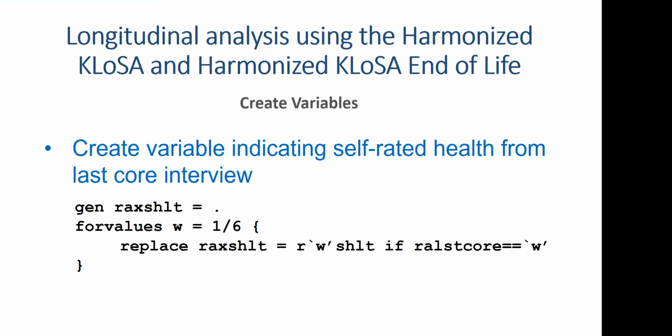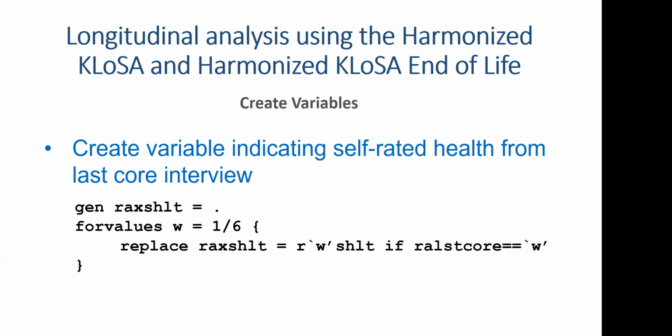So we're going to create a variable indicating self-rated health from the last core interview to see if that has any impact on being in the ICU. To do that, we're first going to generate a new variable called RAX SHLT and set it equal to blank missing. Since the respondent's last core interview could have taken place in any wave from wave 1 to wave 6, we're going to employ a for values loop from wave 1 to wave 6 and replace our new variable RAX SHLT with the core RW SHLT for the last core interview wave.